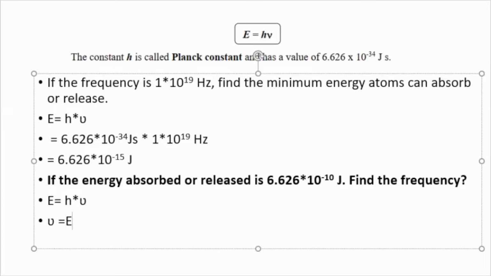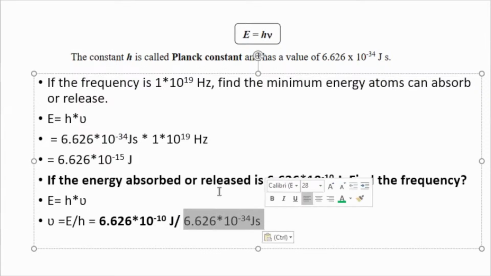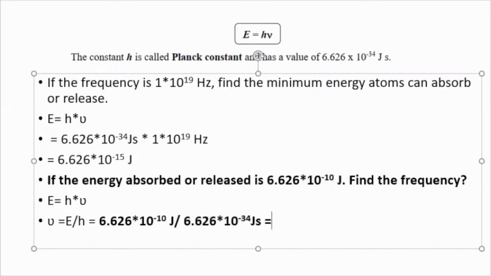Mu is equal to E over H. Then we will substitute. Energy is given as like this, control C. Okay. Then the answer is 1 into 10 to the power 24 hertz.